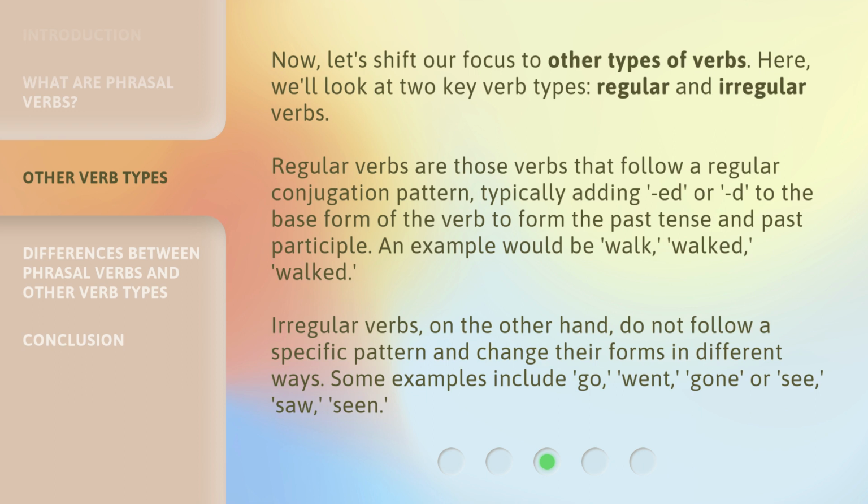Irregular verbs, on the other hand, do not follow a specific pattern and change their forms in different ways. Some examples include go, went, gone, or see, saw, seen.